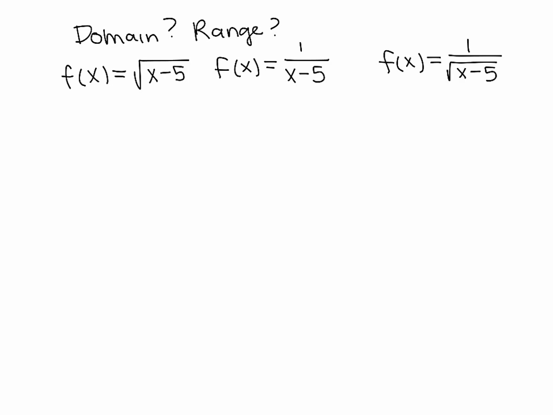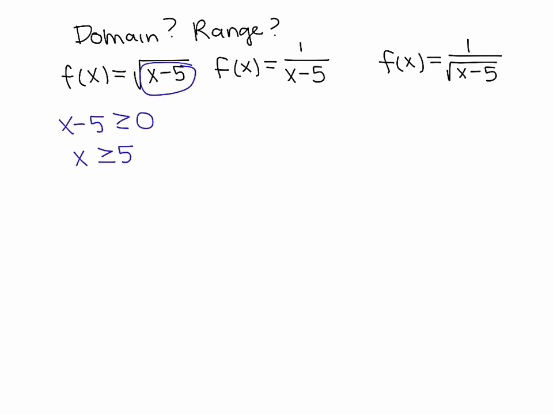Find the domain and range of these functions. First one is f of x is equal to square root of x minus 5. We know that we cannot have a negative number inside the square root, but we could have a 0 because square root of 0 is 0. So x minus 5 must be greater than or equal to 0. So that leads us to believe that x has to be greater than or equal to 5.